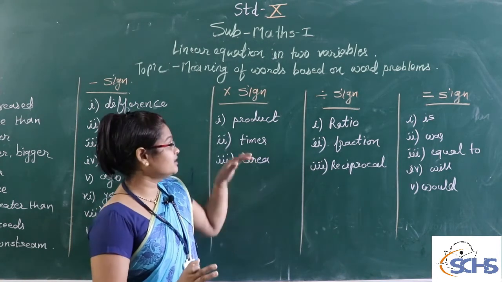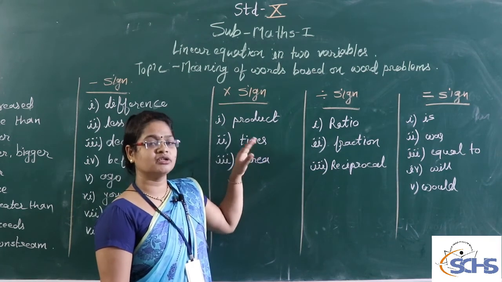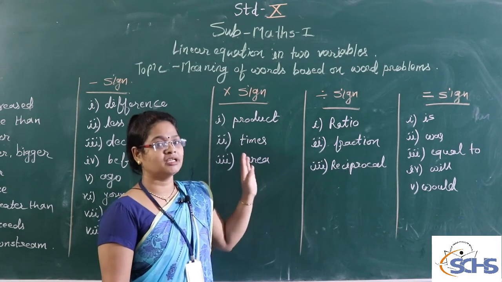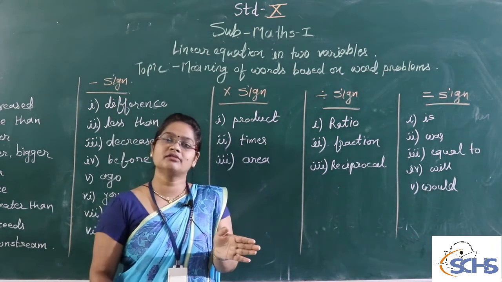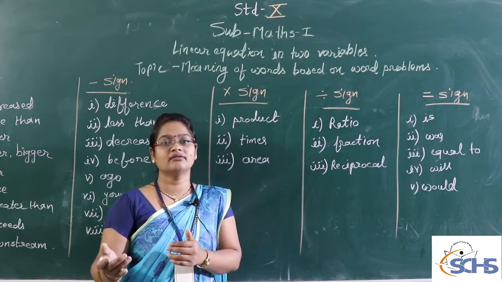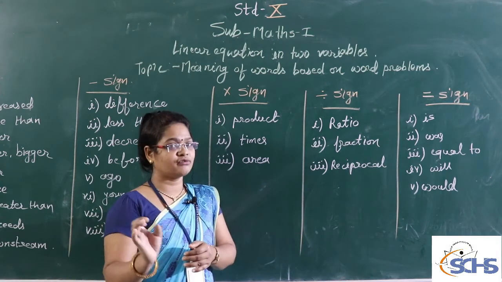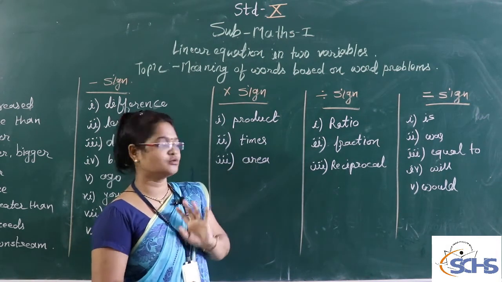It means whenever the word times is used in a question, in that case you have to use the multiplication sign. If it is given 2 times, then we will do 2 into. If 5 times is given, then we will use 5 into. So you have to remember, whenever times is given, we have to use the into sign.